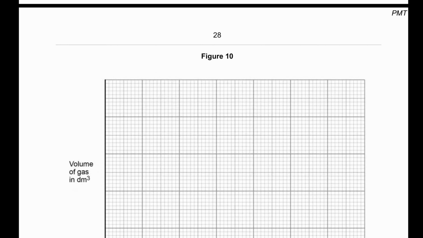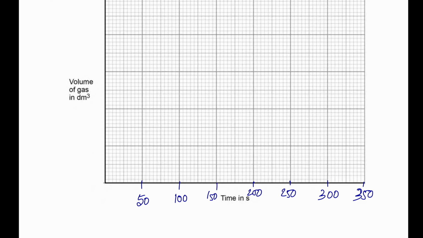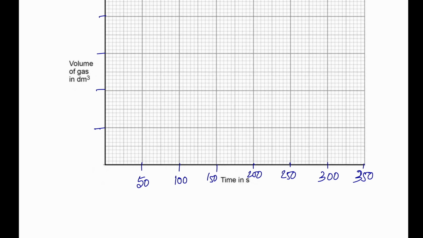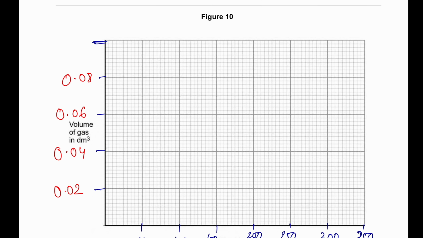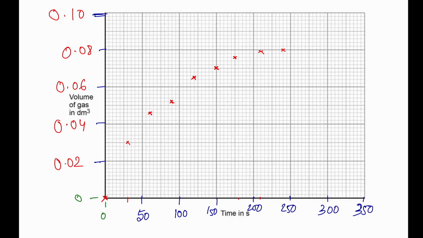In terms of volume in dm³, the maximum volume we can see is 0.08. So 0.1 will be the maximum. We can see 1, 2, 3, 4, 5, so we have 5 places to put in the values. We can start with 0.02, 0.04, 0.06, 0.08, and then we can go to 0.10. In this case also, we will ensure that we are using more than 2/3 of the graph paper, or around 60%. So this particular point being 0, 0.